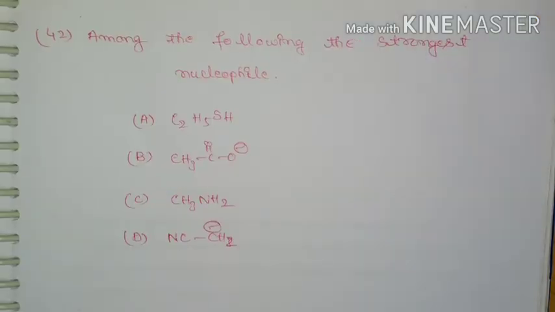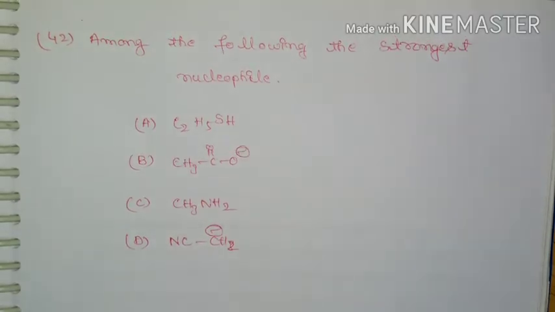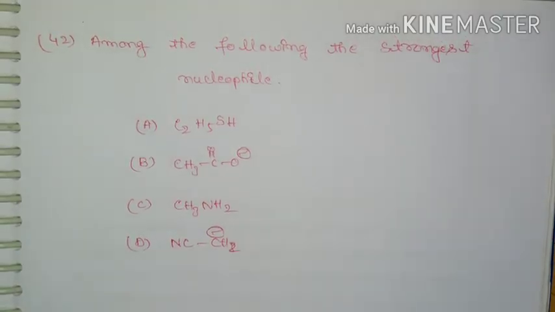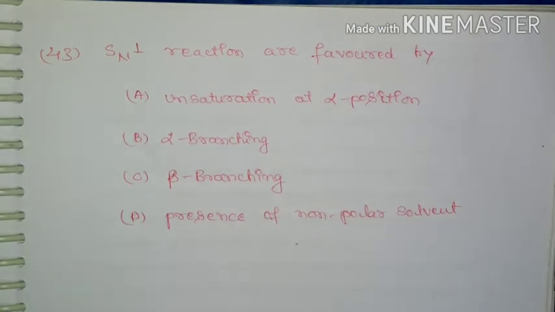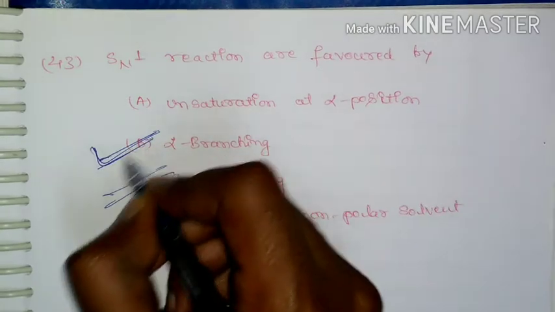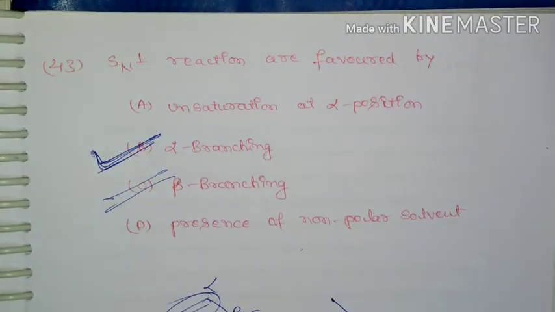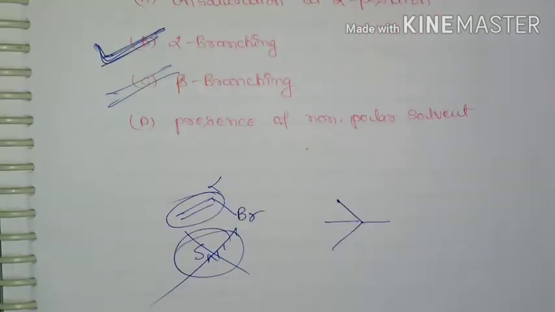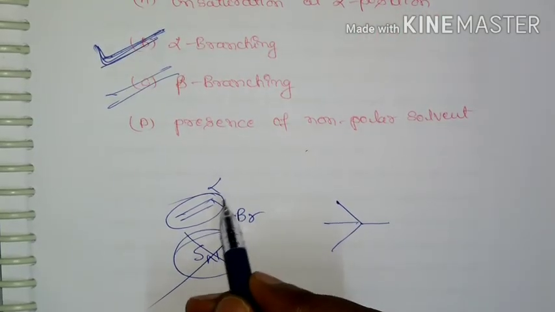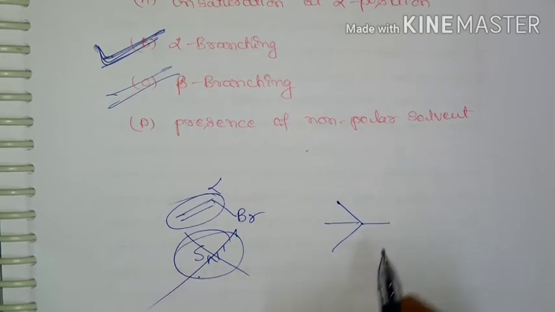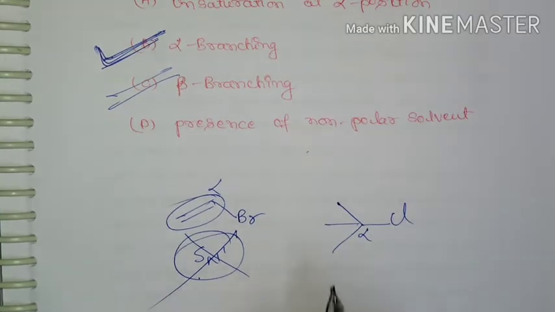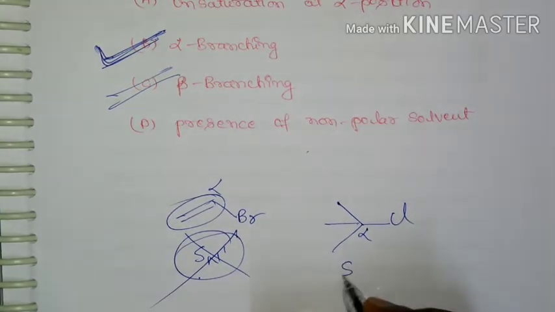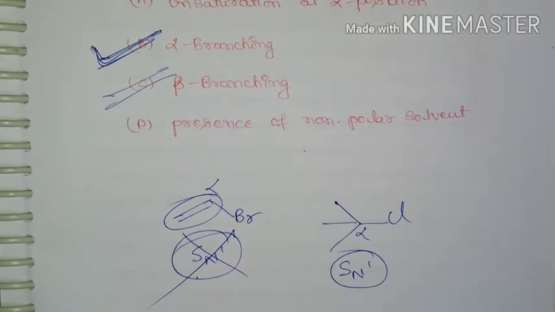So among the following, the strongest nucleophile here is option E. And if you come for the next question, SN1 reactions are favored by alpha branching. Alpha branching favors SN1 reaction. So if you see, if the alpha position is having unsaturation, then it will not undergo SN1 reaction, and if there is branching at the alpha position, then it will undergo SN1 reaction, it will favor.